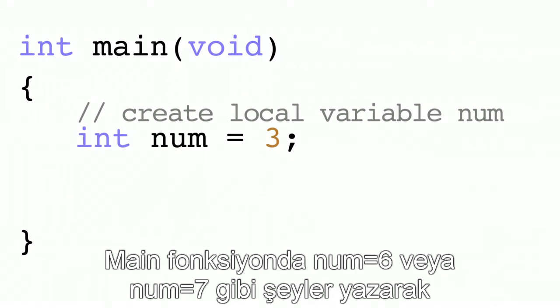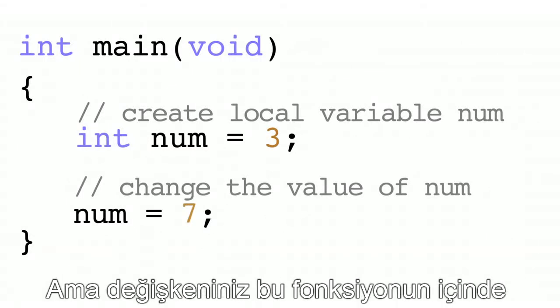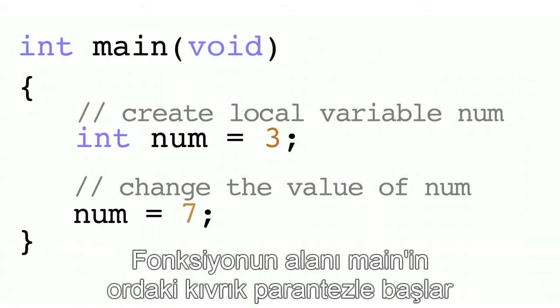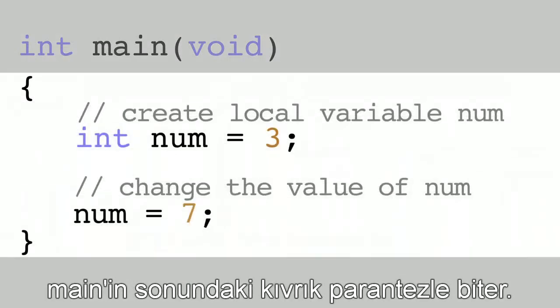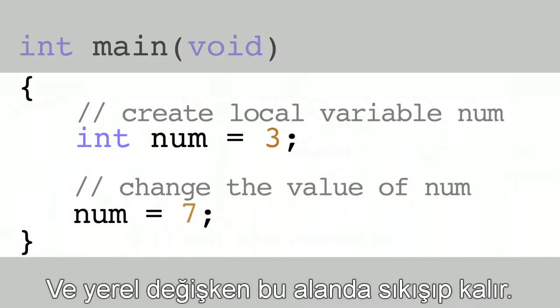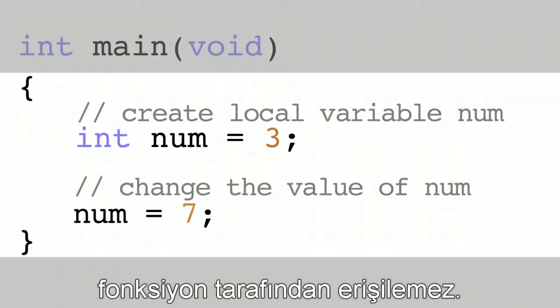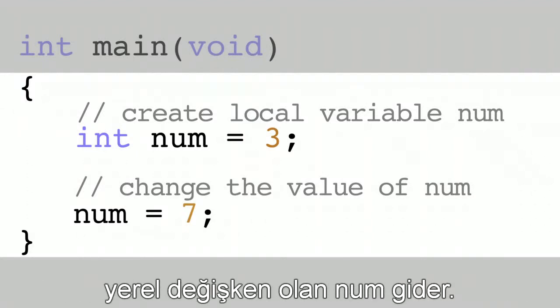Now this variable can be changed later on in the main function by saying something like num equals 6 or num equals 7, but your variable is stuck within the scope of that function. And the scope typically starts with the curly brace at the beginning of main and ends with the curly brace that closes out the main function. And this local variable is now stuck within this scope, so it can no longer be accessed in another function outside of the main function. And once the main function finishes its execution and returns, this local variable called num is gone.